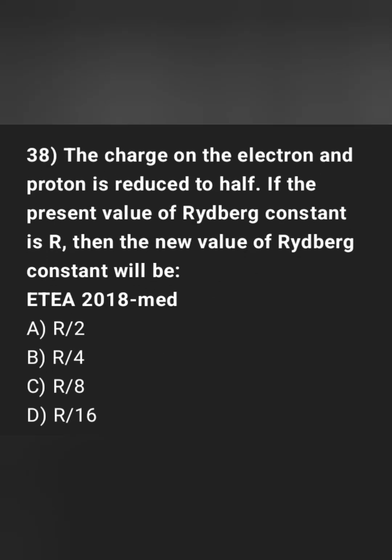38. The charge on the electron and proton is reduced to half. If the present value of Rydberg constant is R, then the new value of Rydberg constant will be, ETEA 2018 Med: A, R/2, B, R/4, C, R/8, D, R/16. Answer: D, R/16.